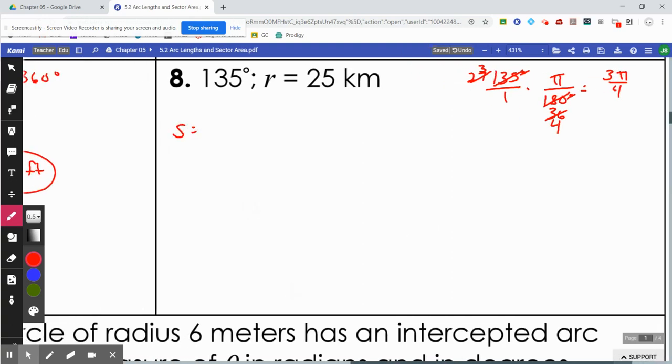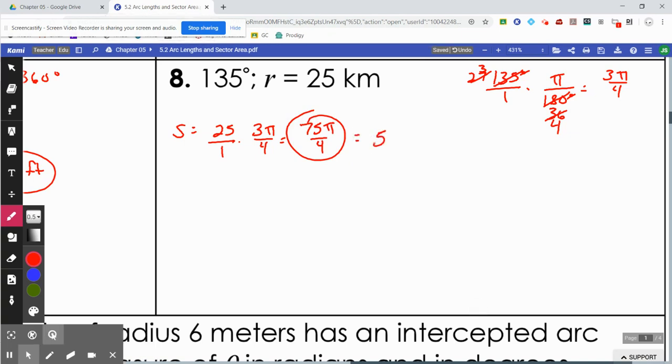So arc length is equal to the radius times the central angle, which is 3 pi over 4. So that one cleans up nicely, gives me 75 pi over 4. That's the exact answer. Type in 3.14 for pi and you get 58.9, and that is in kilometers.